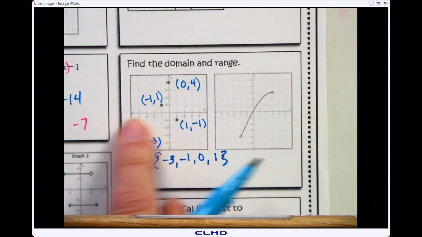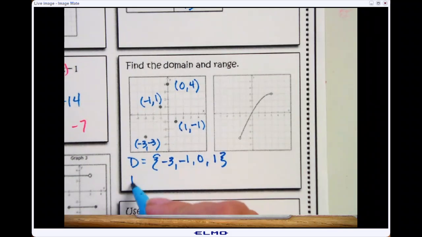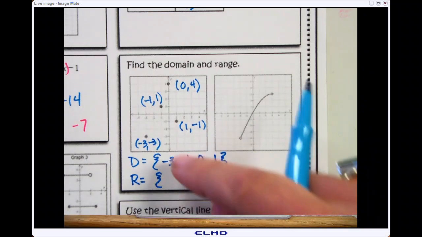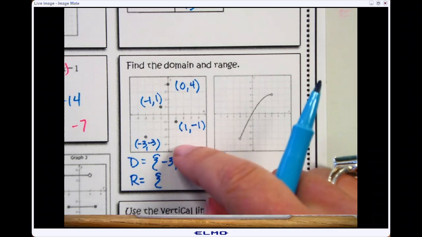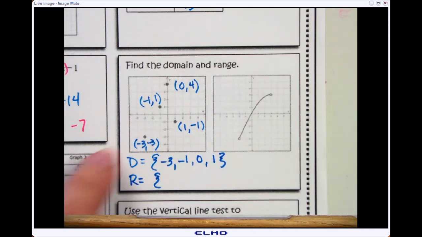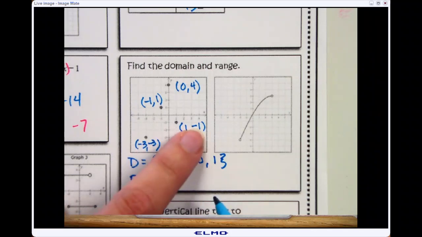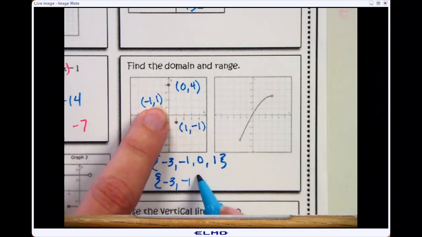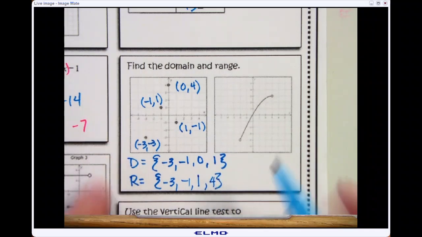When we read from left to right, it was nice because my values were in order. So what way should I read from my range to be in order? If I go from the bottom up, would I be going from least to greatest? All right, so that's what we're going to do. We've got negative 3, negative 1, 1, 4. Love it. Okay, so that was this one.